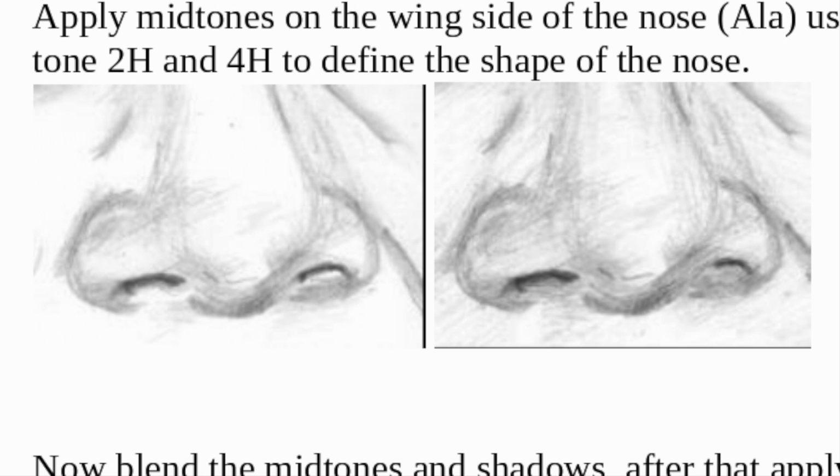Apply shadow, 2B, just below the nostril, on the side of it, and also below the tip. Shade lightly with an F below the 2B, below the nostril, for the reflected light. Apply mid-tones on the wing side of the nose using HB, and overlap the tones with 2H and 4H to define the shape of the nose. Now blend the mid-tones and shadows, and after that apply highlights on the tip and wings.